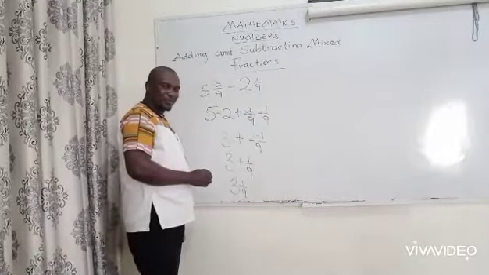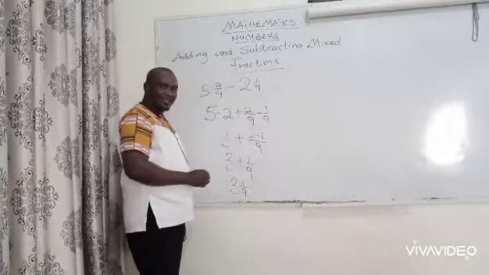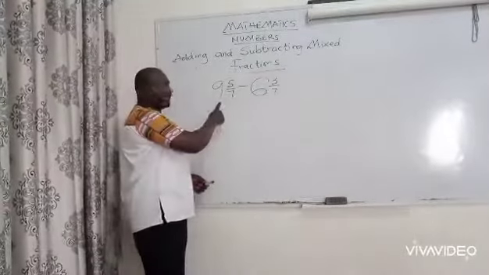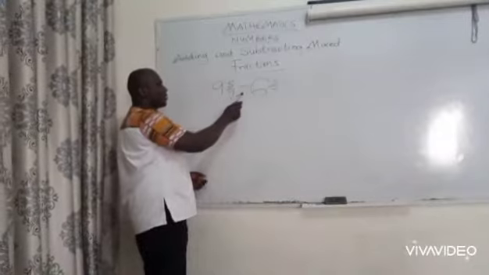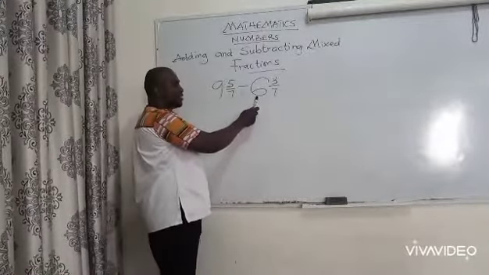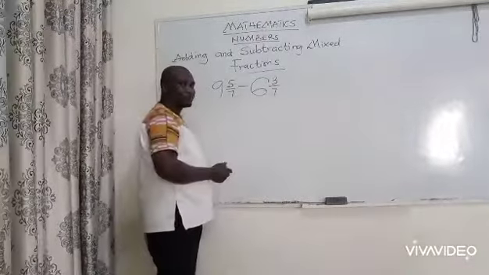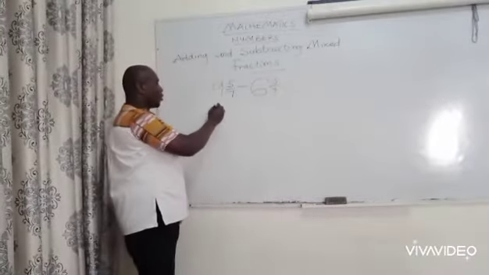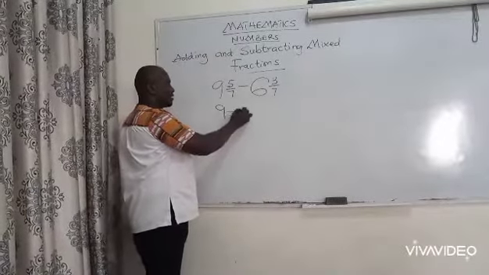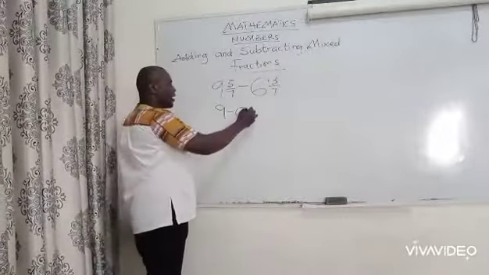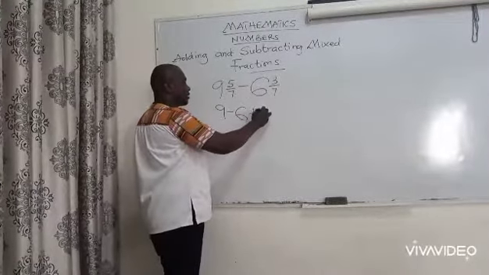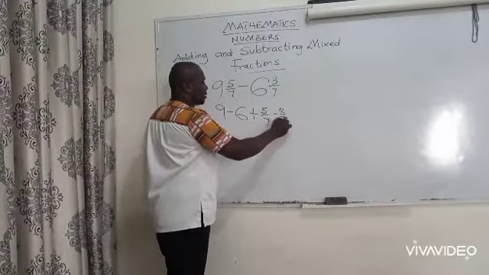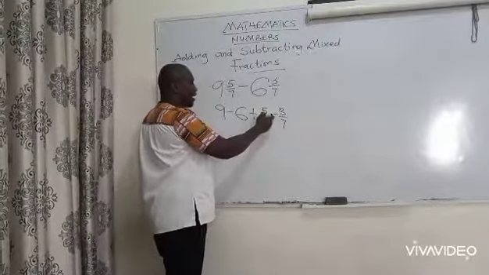Isn't it simple? Very simple. Let's continue with the second example, and that is 9 whole number 5 out of 7 minus 6 whole number 3 out of 7. What do we do? We subtract the whole numbers and we add it to the fraction. That's also subtracting the fraction, which is 5 out of 7 minus 3 out of 7.